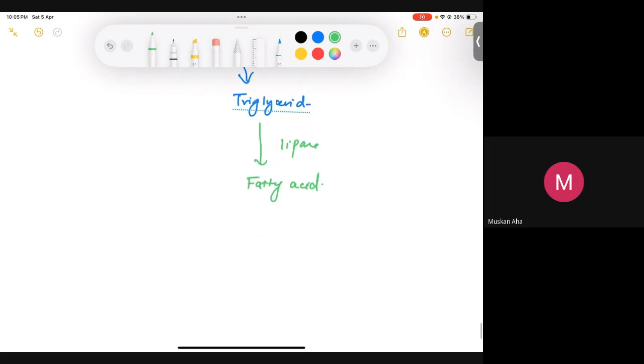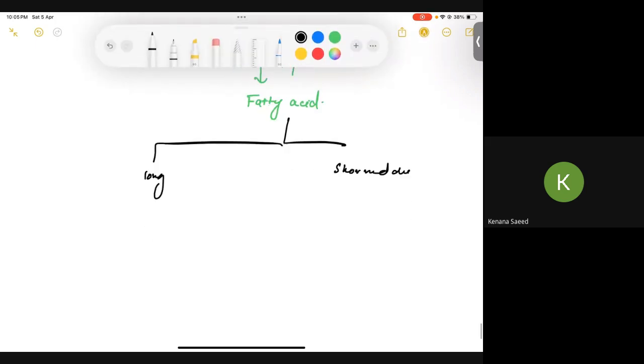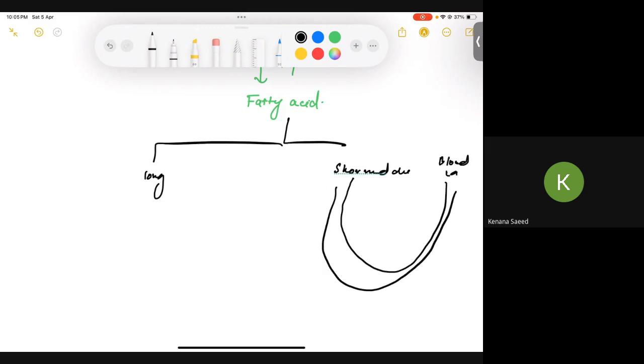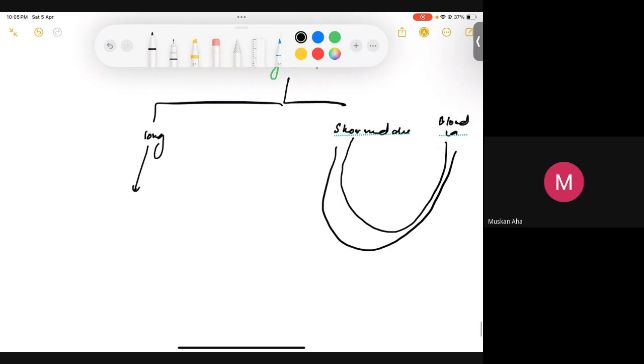Fatty acids can be of two types: long chain, and short or medium chain fatty acids. Short and medium chain fatty acids can directly enter into your blood capillaries, directly into your blood. While long chain fatty acids cannot directly enter into your blood capillaries. So you guys remember chylomicrons. We'll be discussing chylomicrons in our biochemistry section. Chylomicrons are going to be the transporters.